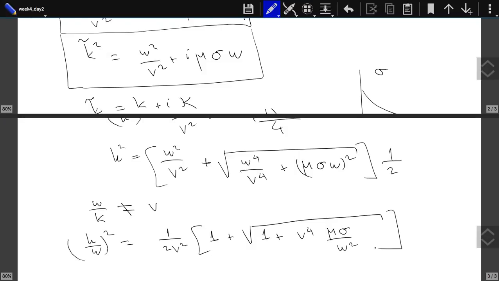In the absence of conductivity, if this term were absent, we would get 1 plus 1 is 2, it will cancel this 2, so K over omega squared is just 1 over V squared, so the velocity of the wave would be just V. But in the presence of dissipation, the wave velocity is not V, it is related to V, but it's not equal to V, and it depends also on the frequency. Different frequencies travel at different velocities.